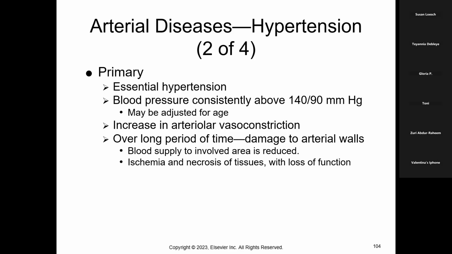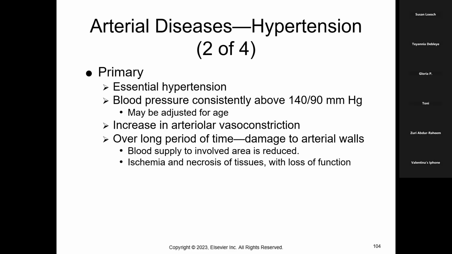Over time, increased blood pressure causes damage to the arterial walls, causing them to become hard and thick and narrow. This can cause them to tear and form aneurysms. It can also cause those atheromas, or those pieces of plaque, to form and break off. It reduces the blood supply to the area. That can cause ischemia, necrosis, and loss of function.